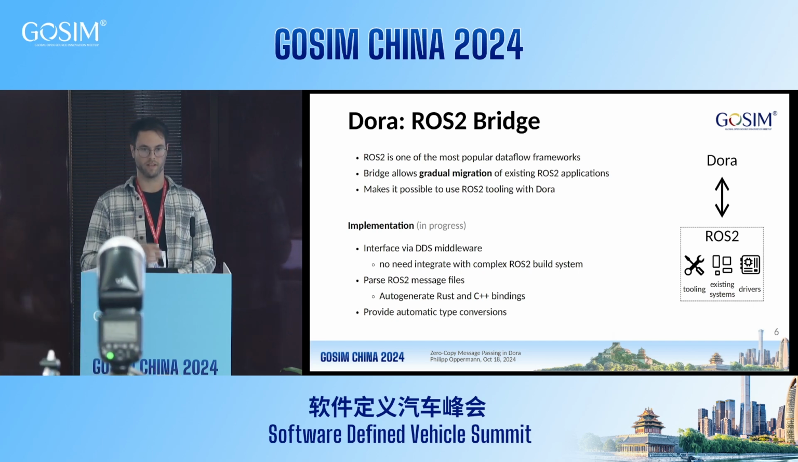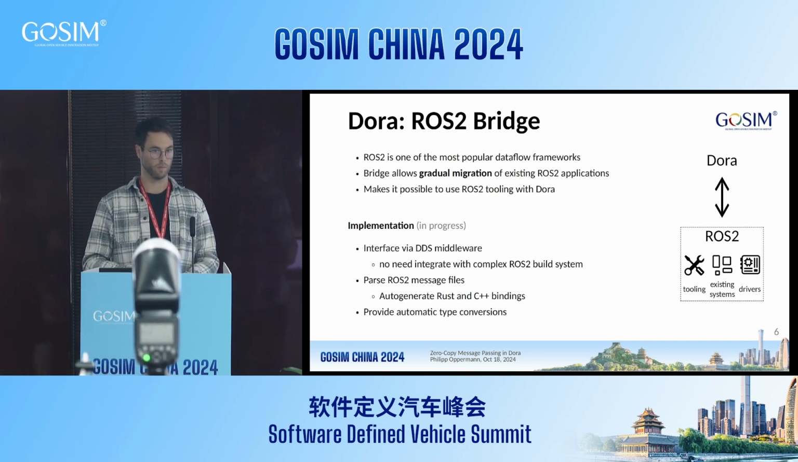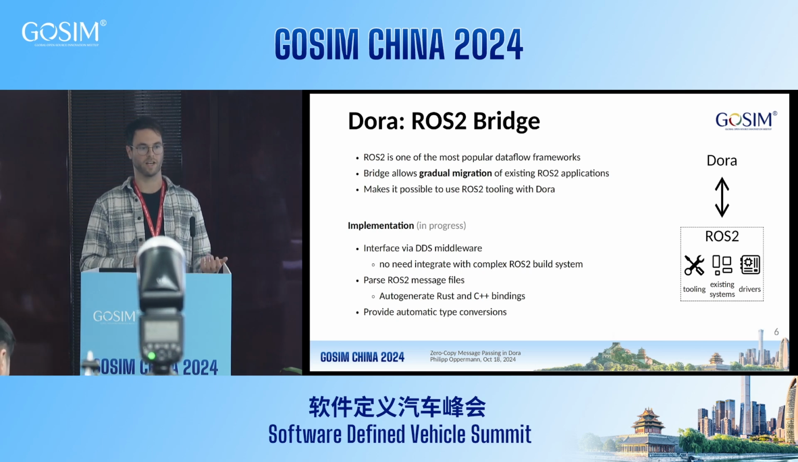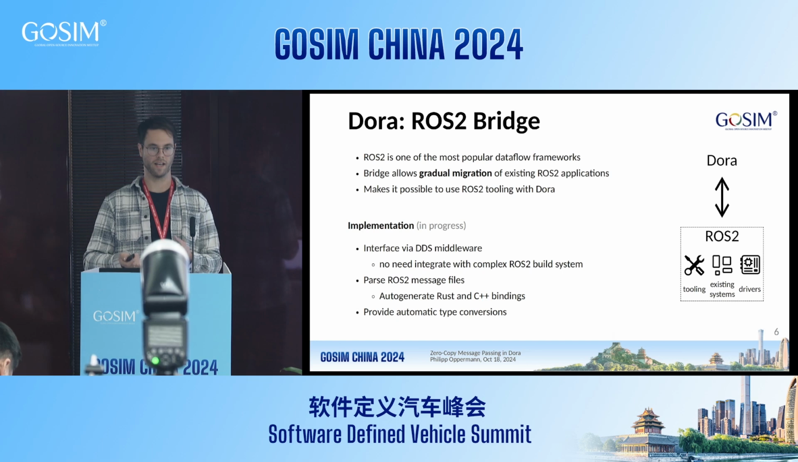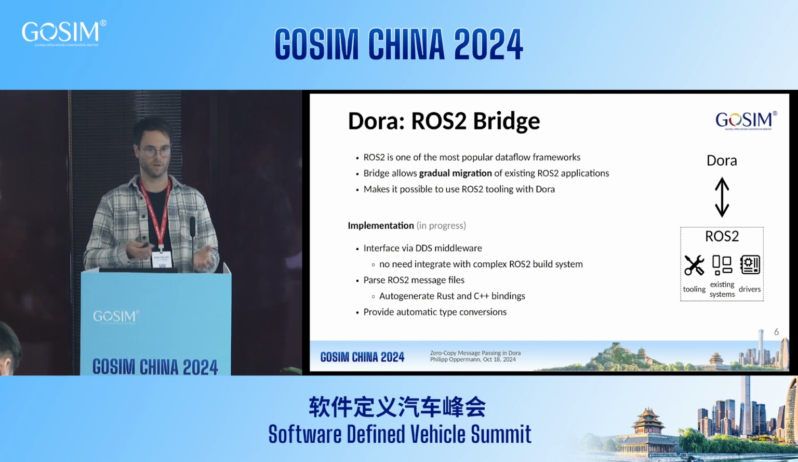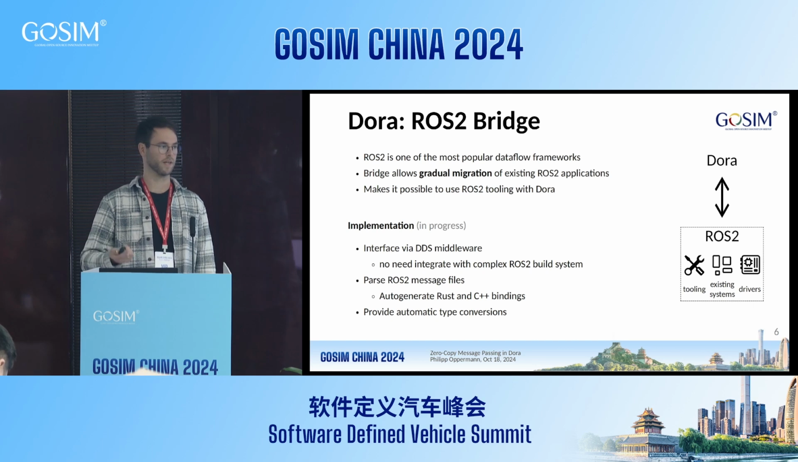And we also provide automatic type conversions, mostly for Python, because Python is not able to represent all the differences in types that ROS2 expects. So in ROS2, in DDS, a struct is represented in a different way than a map, but in Python they're kind of the same. So you have to do an automatic conversion to the expected type so that the ROS2 receiver will take the data and not ignore it because it's invalid.